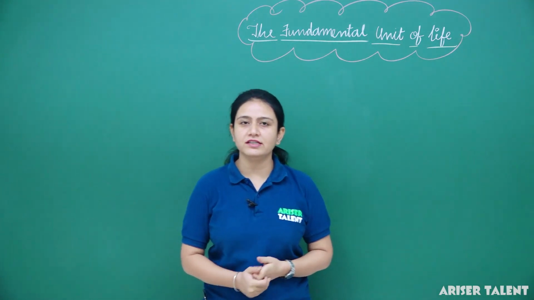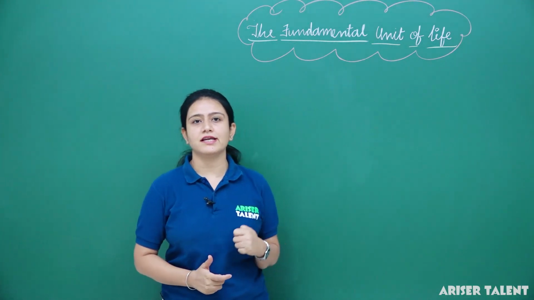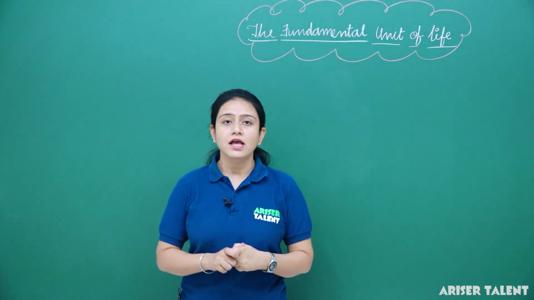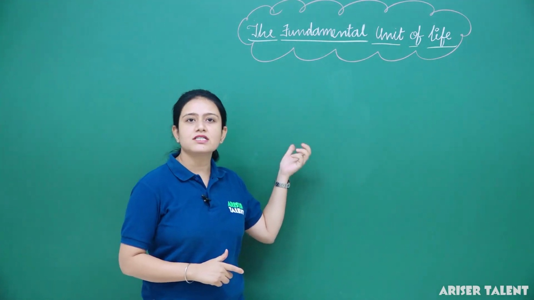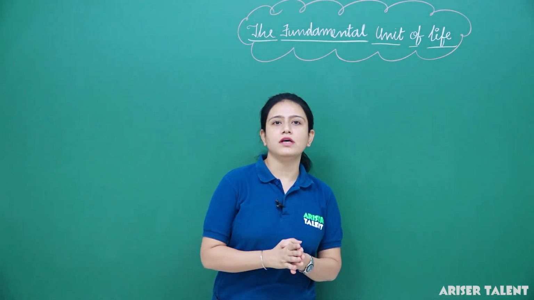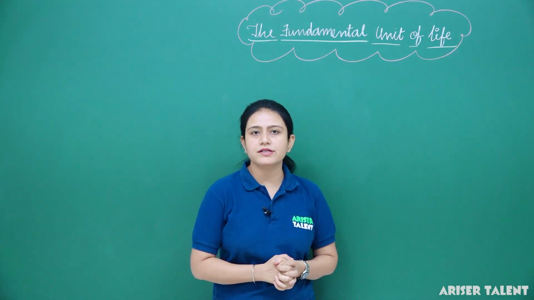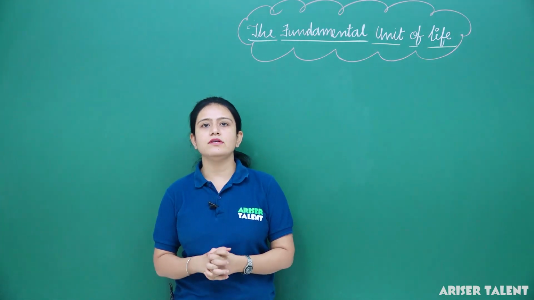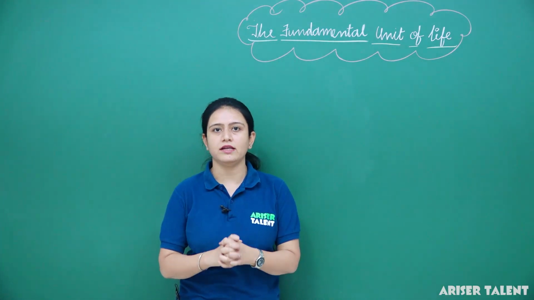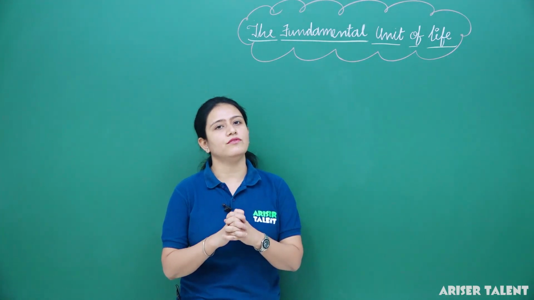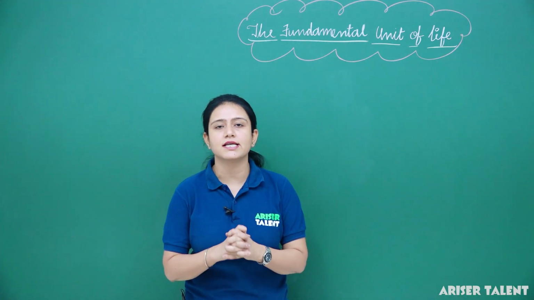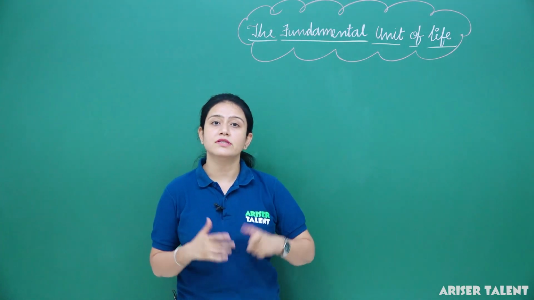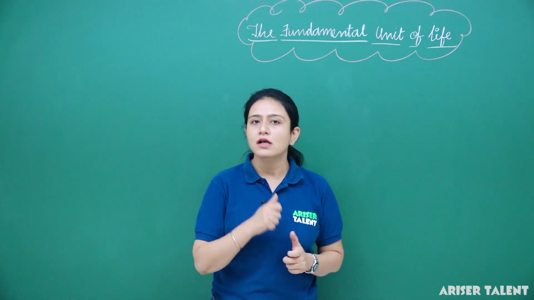As you know, we are studying the important chapter of biology class 9, that is the fundamental unit of life. This is the first chapter of your biology, and in our previous lecture we have already discussed the unicellular, multicellular organisms and the eukaryotes and prokaryotes, and then we have discussed that all the eukaryotic cells have three main components, that are plasma membrane, nucleus and cytoplasm. Then we have started the topic, that was plasma membrane.